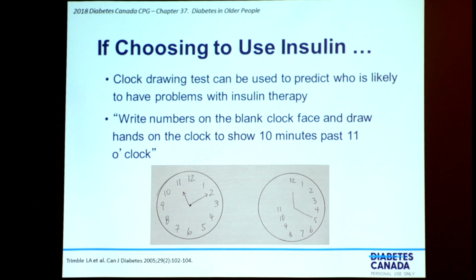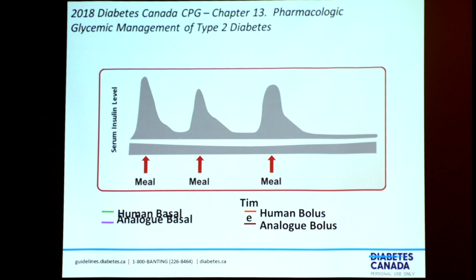When we start to think about our patients using insulin, it's been suggested that having them draw the face of a clock and show the hands at 10 minutes past 11 is a reasonable way to assess whether the person's still sharp enough to both administer their insulin and calculate doses.